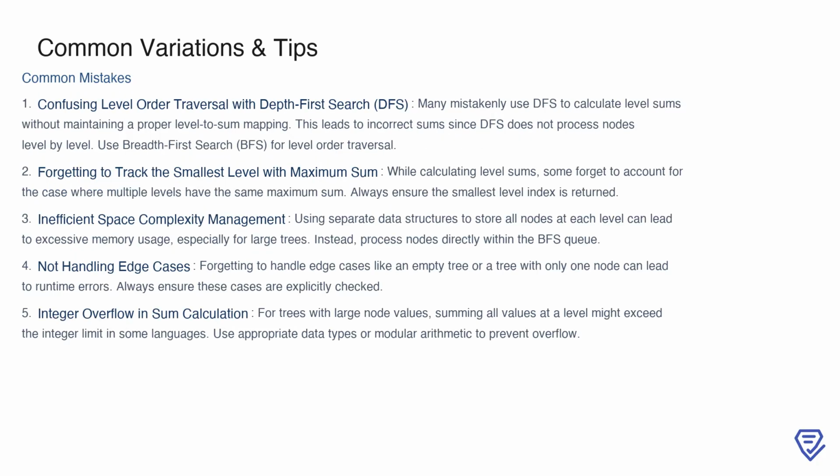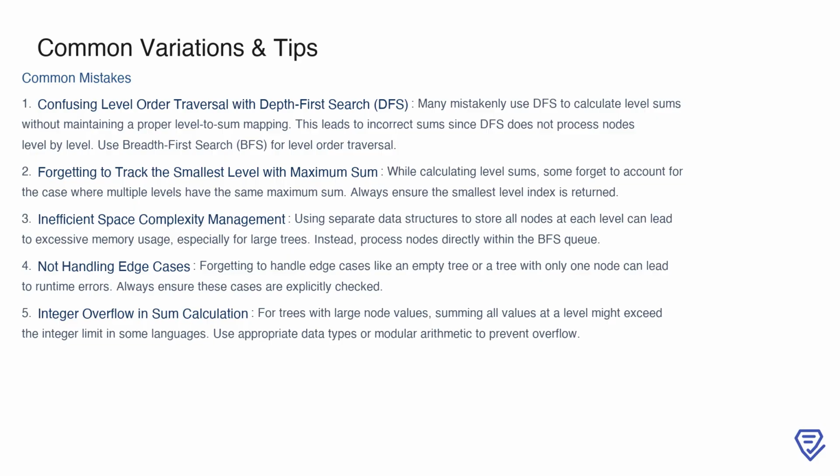One common mistake when solving this problem is confusing level order traversal with depth first search, or DFS. While DFS is a valid tree traversal method, it doesn't process nodes level by level, which makes it unsuitable for calculating level sums without additional bookkeeping. Instead, breadth first search, or BFS, is the correct choice because it processes nodes one level at a time, ensuring accurate level-to-sum mapping. Another frequent error is forgetting to return the smallest level when multiple levels have the same maximum sum. To avoid this, always track both the maximum sum and the smallest level index during your traversal.